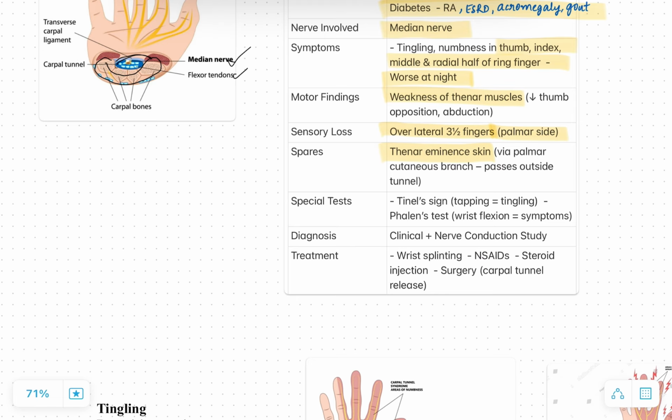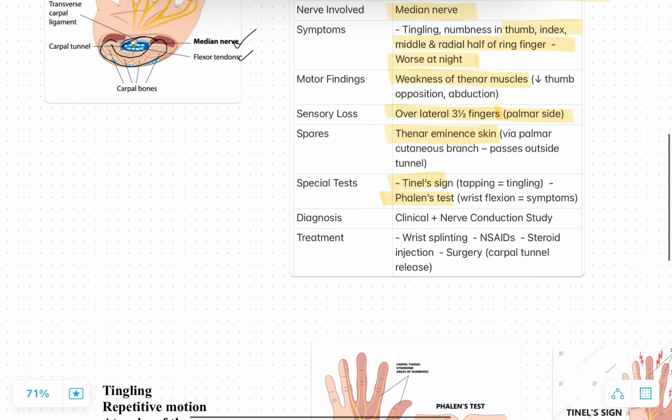The tests for this are Tinel's test and Phalen's test. Tinel's test is nothing but tapping the carpal tunnel; on tapping the wrist at the flexor retinaculum, there will be a tingling sensation. And Phalen's test is whenever we ask the patient to do wrist flexion, there will be symptoms like tingling and numbness on the lateral 3.5 fingers on the palmar side, and also we will see weakness. So these two are the tests.